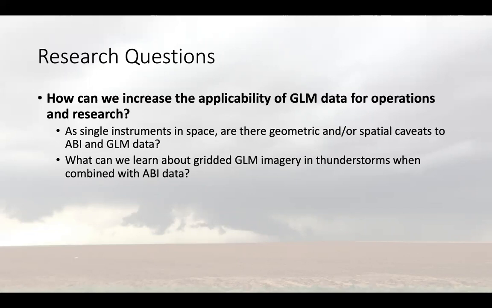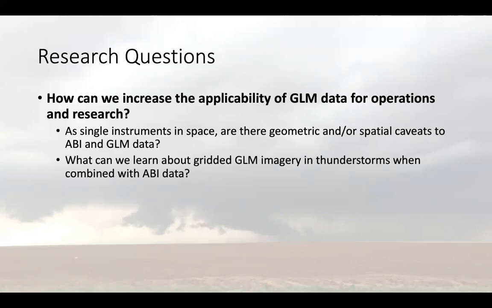And so the sub-questions we'll use to help us get there are: as single instruments that are in space, are there any geometric or spatial caveats to the ABI and GLM data? As we're looking at it, does a flash extent density value at one point, maybe in Miami, Florida, mean the same thing as the same number of flashes that occur in Rapid City, South Dakota? That's what we need to find out.